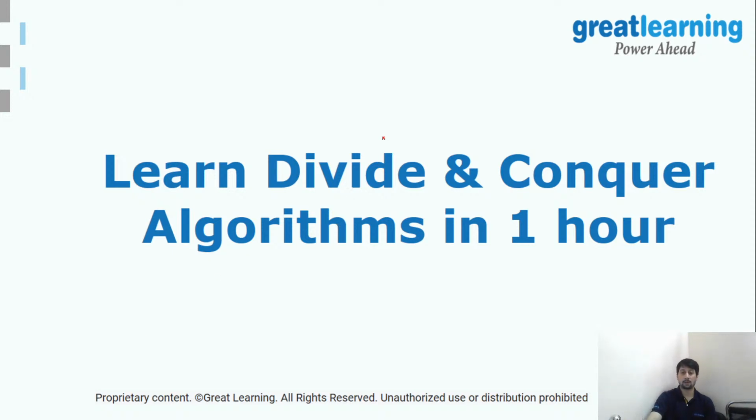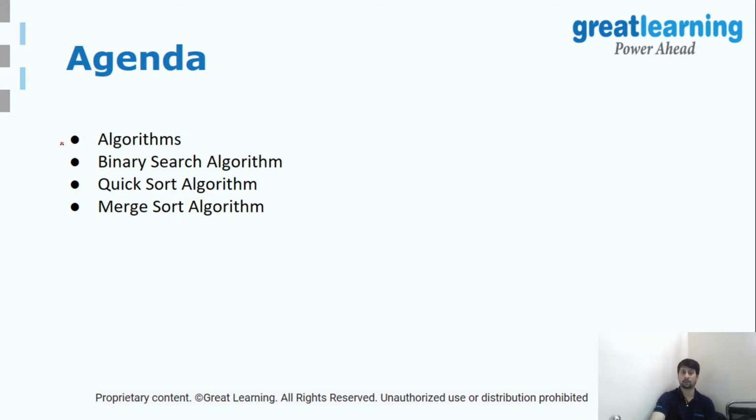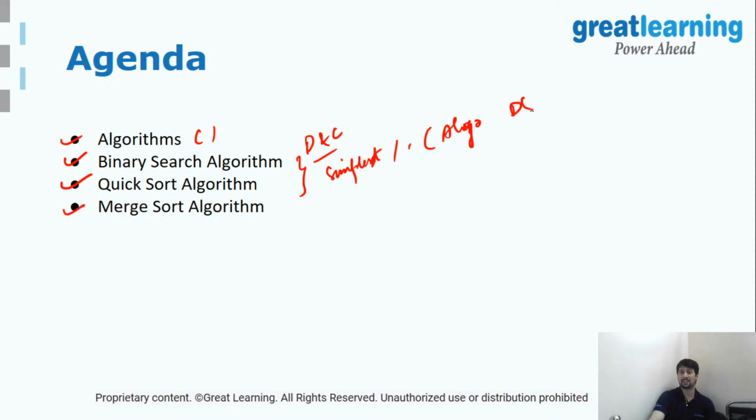So what are the things that we are going to cover in this session? First we are going to talk about algorithms. What is an algorithm? We will be covering what it is and what algorithm analysis is. Then we will talk about the binary search algorithm, which is one of the algorithms which follows DNC, that is the divide and conquer paradigm. Then we'll talk about quick sort, and then merge sort. These are the simplest yet most widely used algorithms which follow this paradigm, that is DNC, divide and conquer.